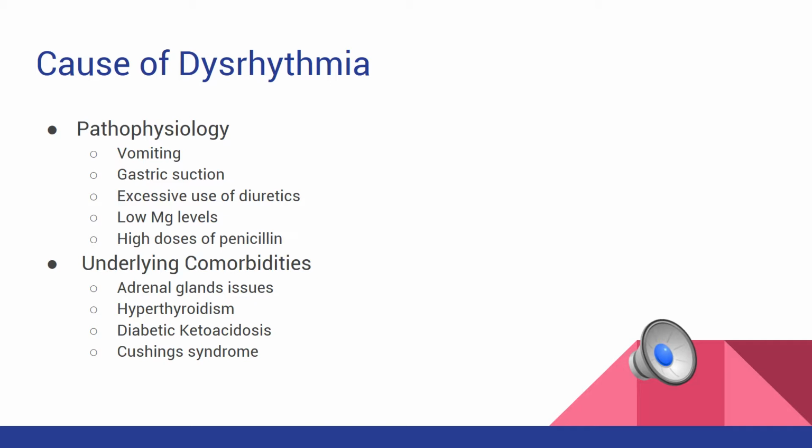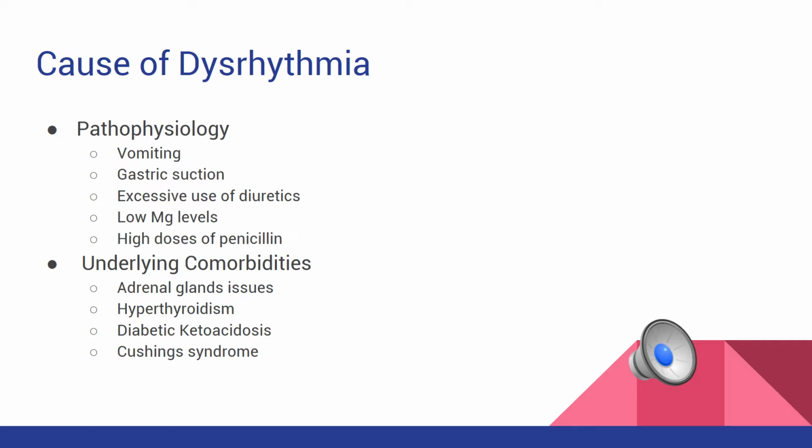So one thing we really want to pay attention to with an excessive use of diuretics, as we talked about in class, is that a lot of patients with heart problems will be prescribed and using diuretics. And this causes an excessive amount of urination, which again, losing all those fluids screws with your electrolyte balance. That's just something to pay attention to when diagnosing hypokalemia. Low magnesium levels and high doses of penicillin are also some causes of hypokalemia.